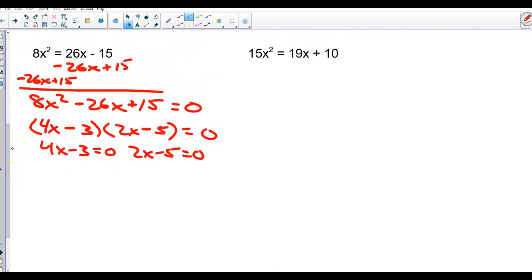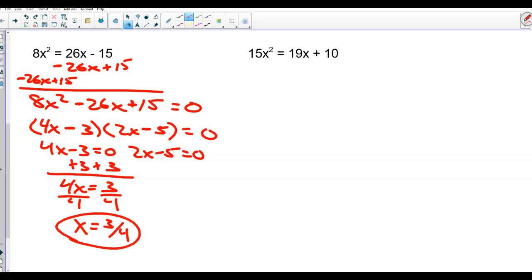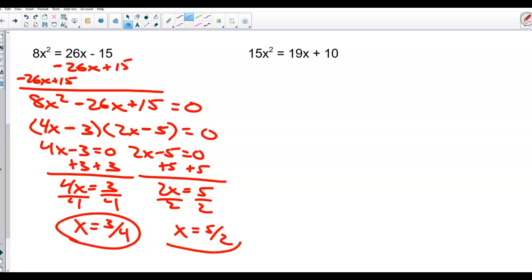And from there, we add 3 to both sides. 4x equals 3. We divide 4 on both sides. x equals 3/4. I add 5 to both sides. 2x equals 5. I divide 2 on both sides. x equals 5 halves. And that's your answer.